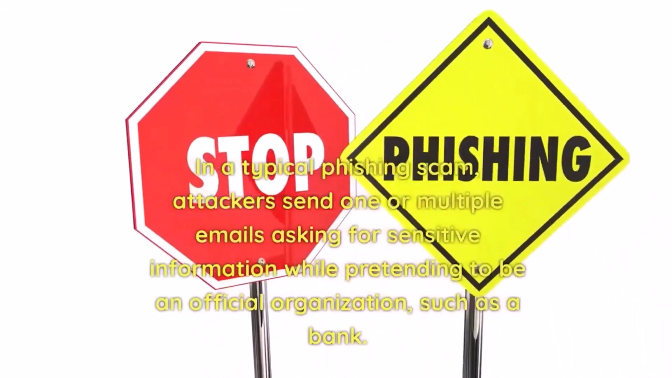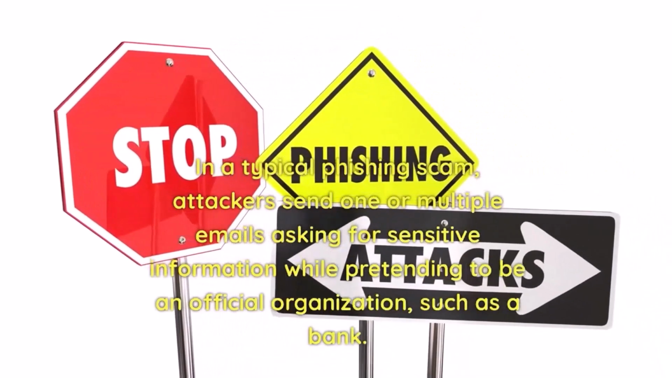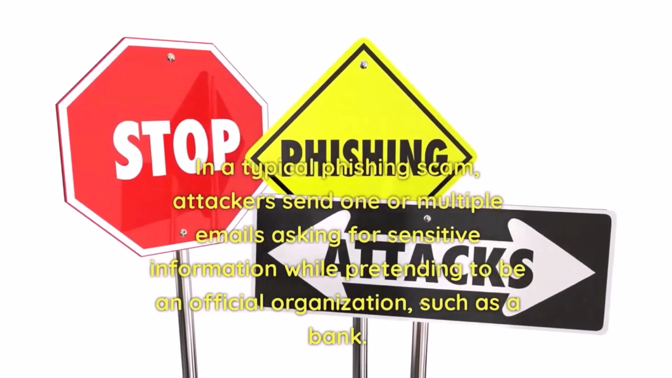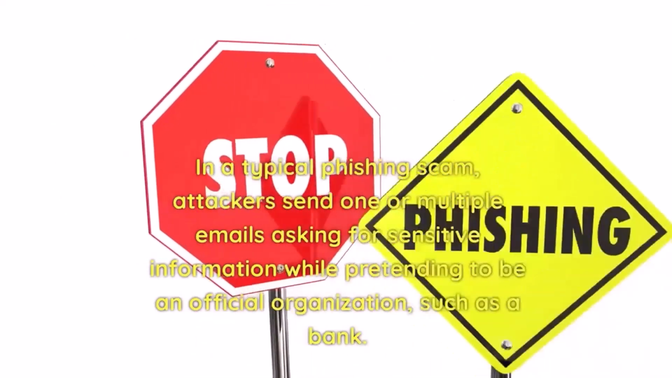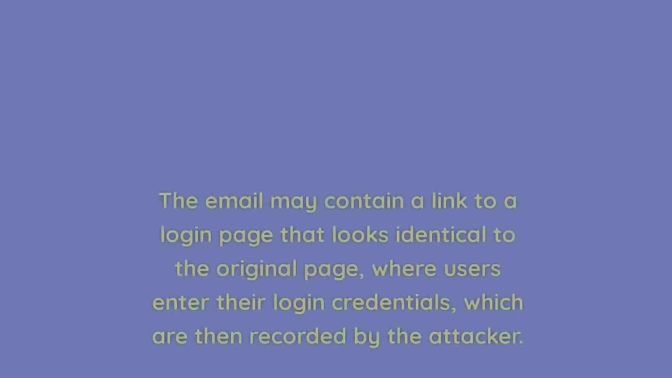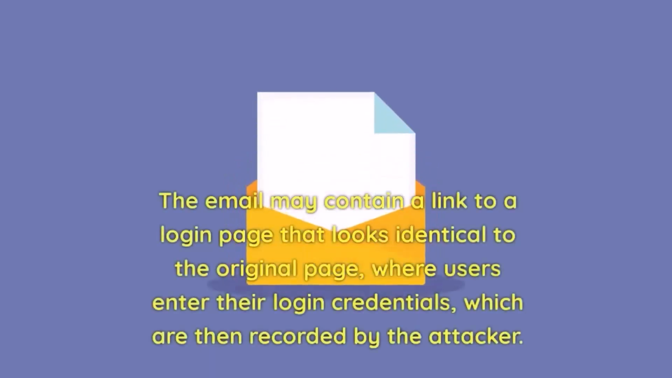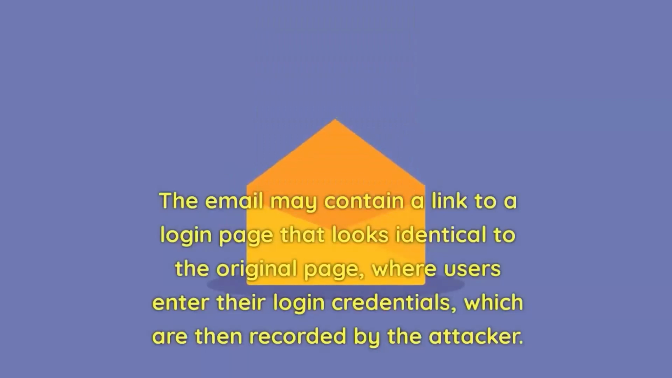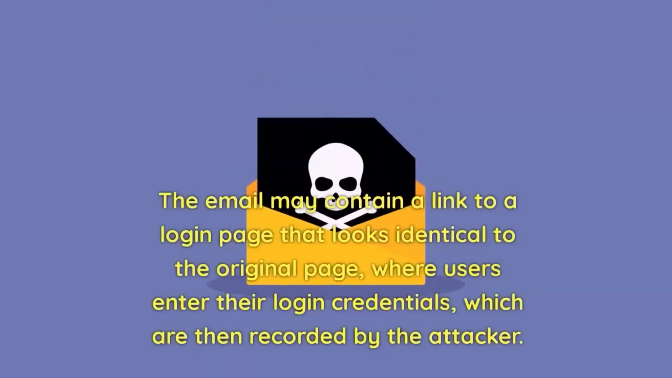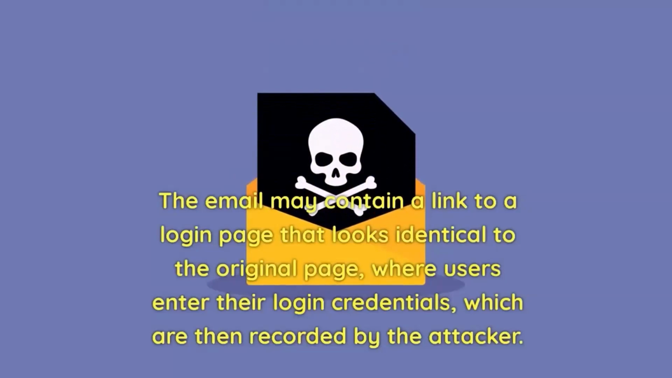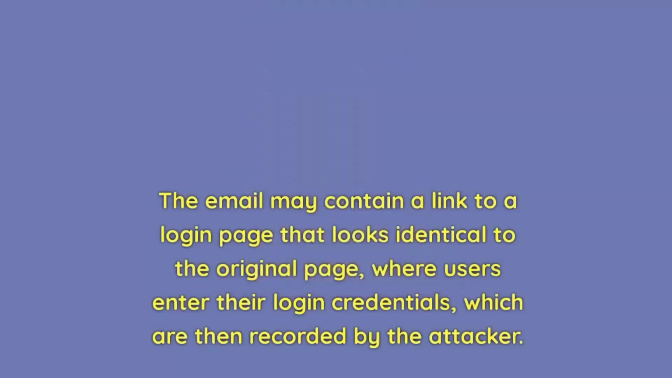In a typical phishing scam, attackers send one or multiple emails asking for sensitive information while pretending to be an official organization such as a bank. The email may contain a link to a login page that looks identical to the original page where users enter their login credentials, which are then recorded by the attacker.